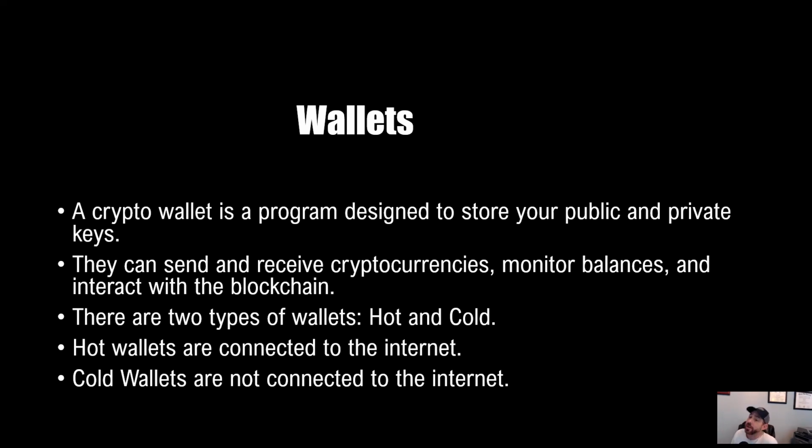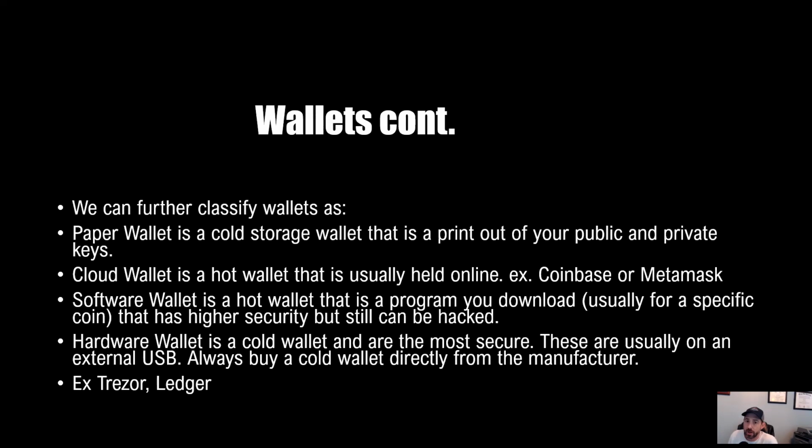Now, there are two types of wallets. There are hot wallets and there are cold wallets. Hot wallets are connected to the internet. Cold wallets are not connected to the internet. Just that straightforward. Now let's further classify wallets into 4 different types. We have paper wallets, which is a cold storage wallet. Basically you print out your public and private keys. It's a printout. That's a paper wallet.